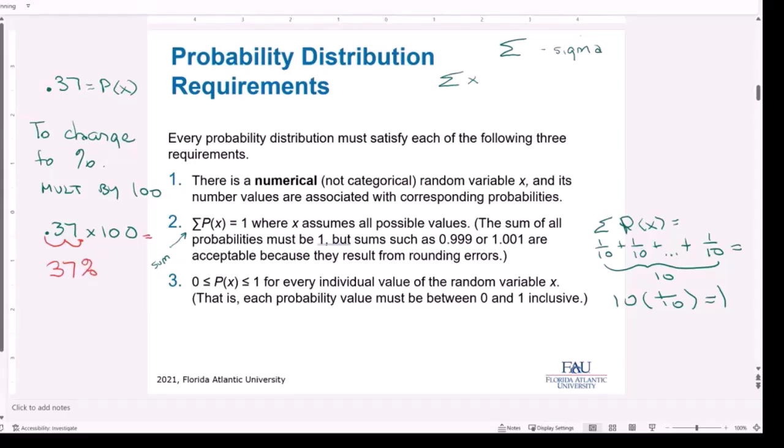Why do I have to be between 0 and 1? Because 0 is the same as 0%, which means it's impossible for it to happen. So I can't have negative probabilities. And 1 times 100 is 100%. Let's say I have one coin and there's heads on both sides. What's the probability of getting a heads? 1. What's the percentage? 100%, because both sides have heads. Everything between 0 and 1 is really the same thing as between 0 and 100%.